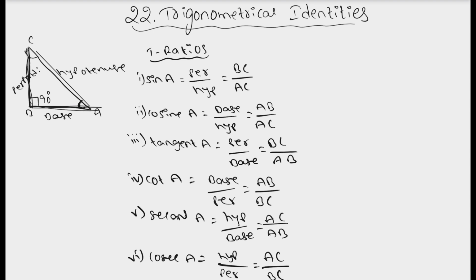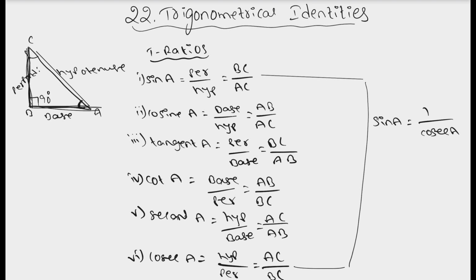If we observe, here we have BC by AC, whereas here we have AC by BC. Sine and cosecant are inverse to each other. That is, sine A can be written as 1 by cosecant A, and cosecant A can be written as 1 by sine A. Both are inverse to each other.